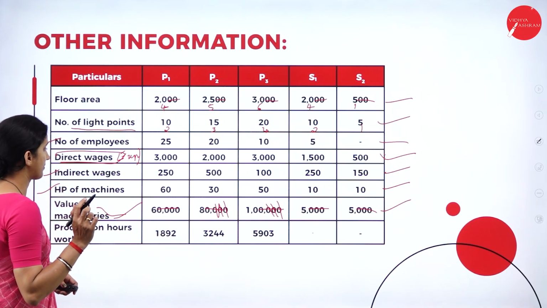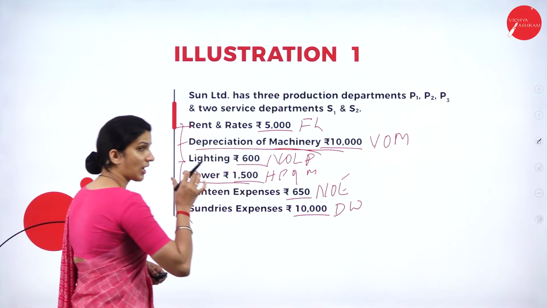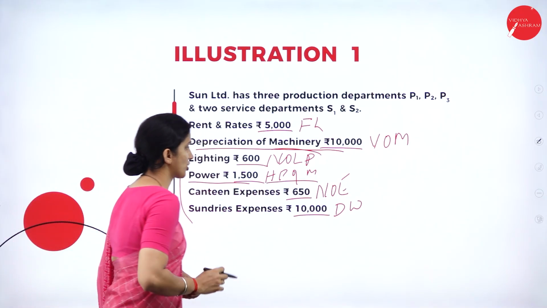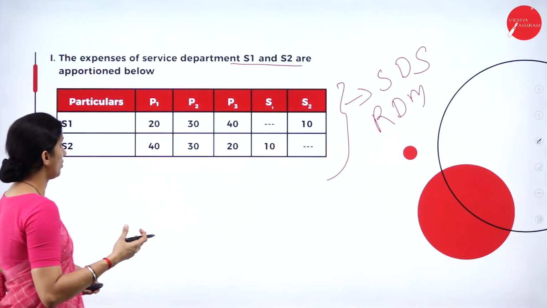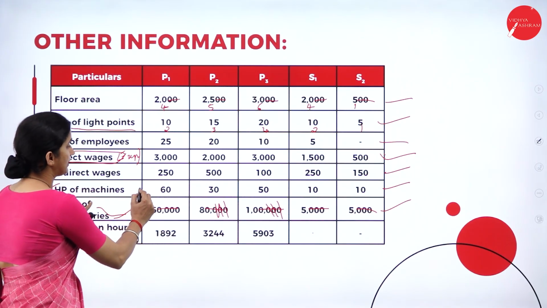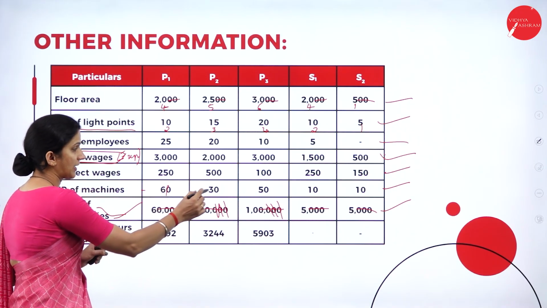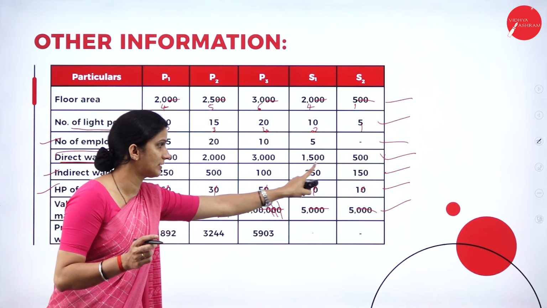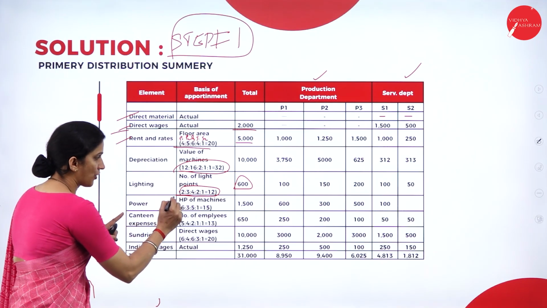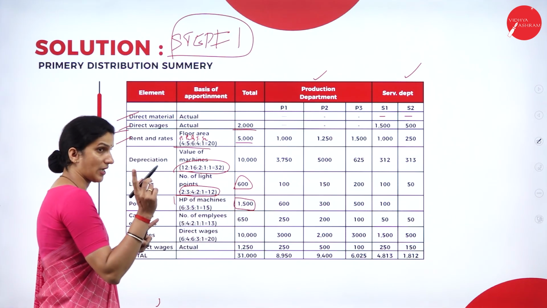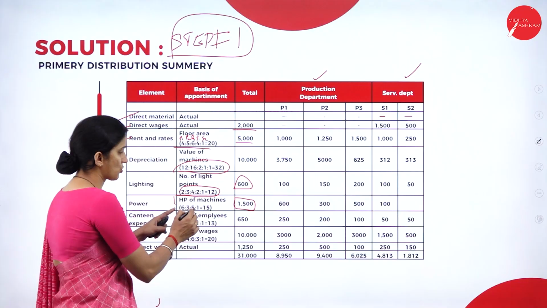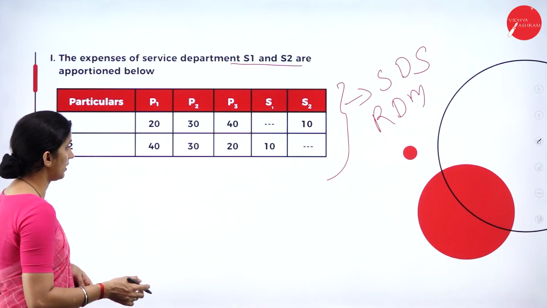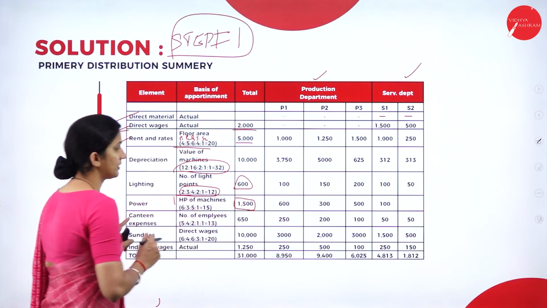The next expense that we have in the question is power. Power charges are 1500. To allocate this 1500, our basis of apportionment is HP of machines. So here we have HP of machines. This ratio, we can simplify by cancelling 0. So your ratio will be 6:3:5:1:1. So for power, the total expense is 1500. Your ratio 6:3:5:1:1 will be allotted to all the departments.